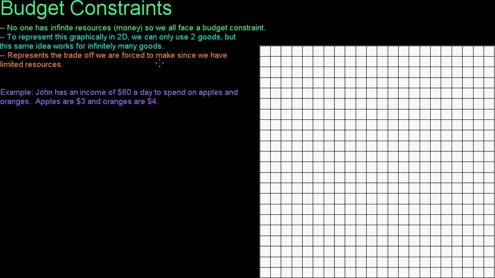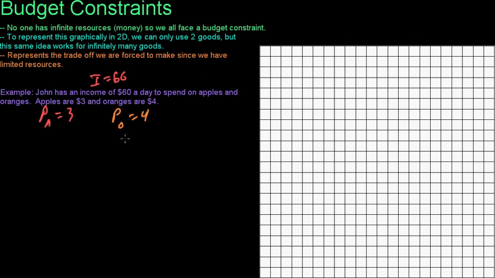So I don't think this is too abstract of an idea, and I think that it's easiest to just get down to an example again. So that's what we're going to do. We have John, who has an income of $60 a day. So I'm going to write I for income is equal to 60 to spend on apples and oranges. Apples are $3, so let's say the price of apples, P sub A, is equal to 3. And then oranges are $4, so P sub O is equal to 4.